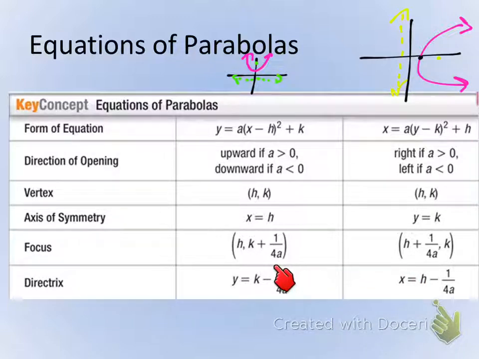And the way you figure that out, here's where it's useful, is your directrix line. Is your directrix a y equals? Yes. That means your directrix is horizontal, which means your parabola opens vertically. Is your directrix an x equals? Yes. That means your line is vertical and your parabola opens horizontally.